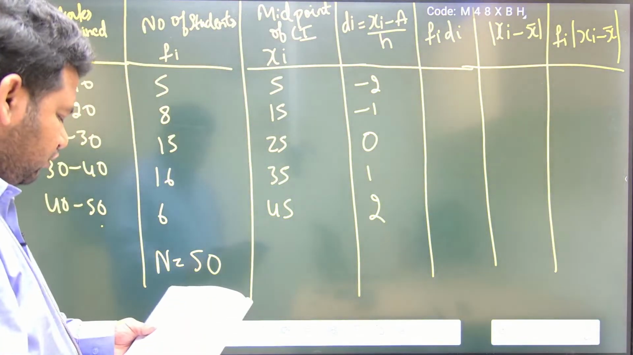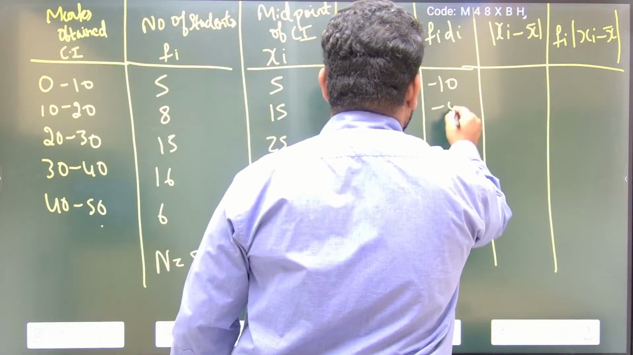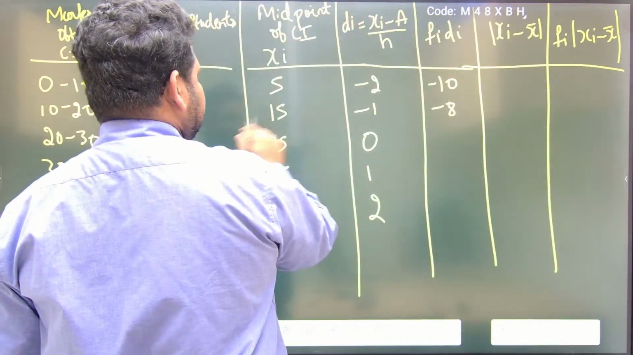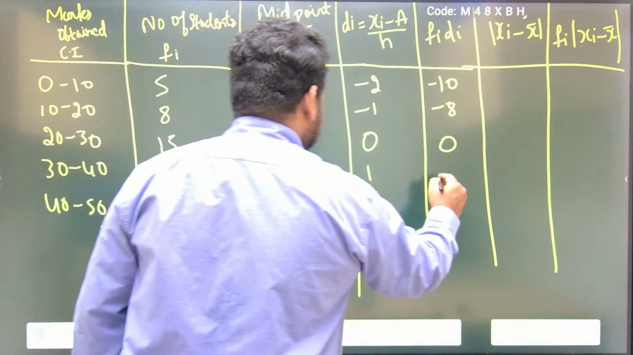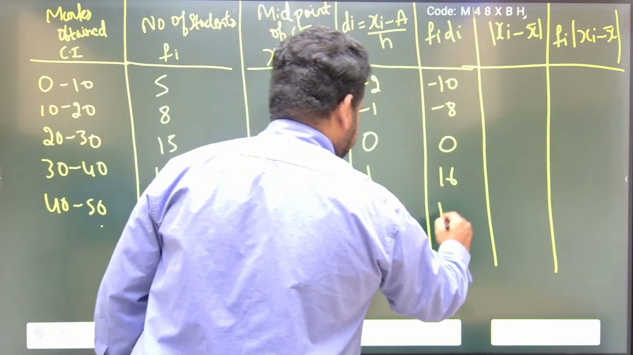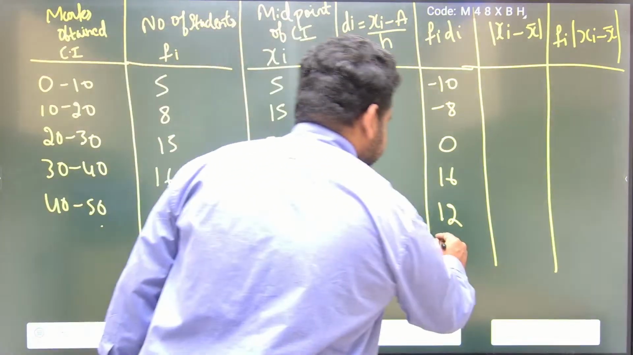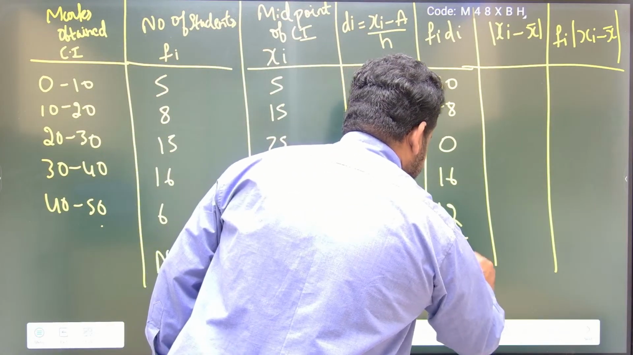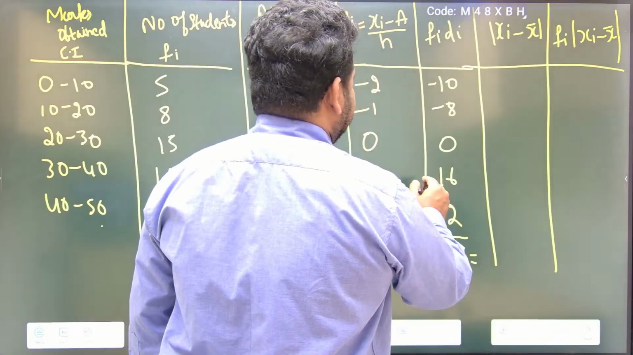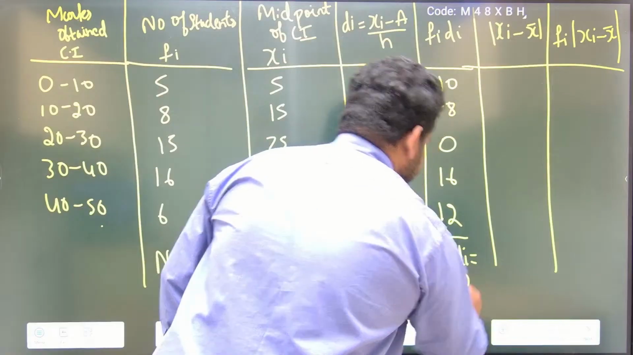Now we have to do Fi di. Fi di will be minus 10, minus 8, this will be 0, and 16 into 1 is 16, and 6 into 2 is 12. Now we have to find the summation of Fi di, because the formula uses summation of Fi di. Summation of Fi di will be 28 minus 18, which is equal to 10.